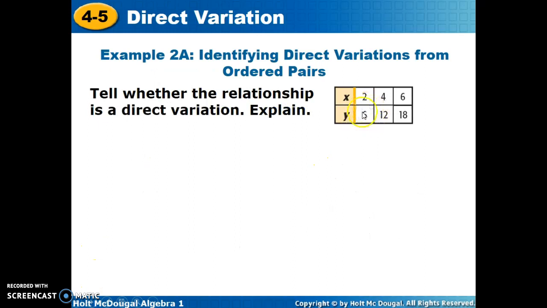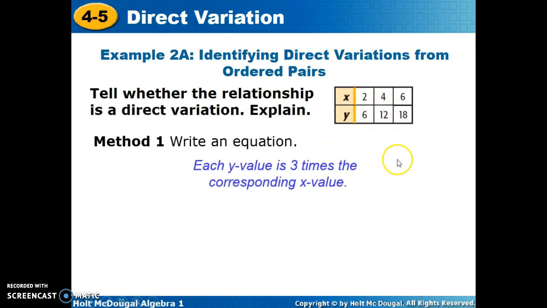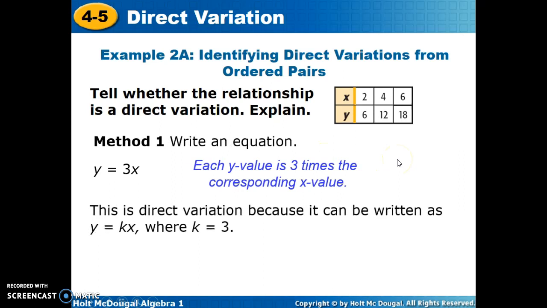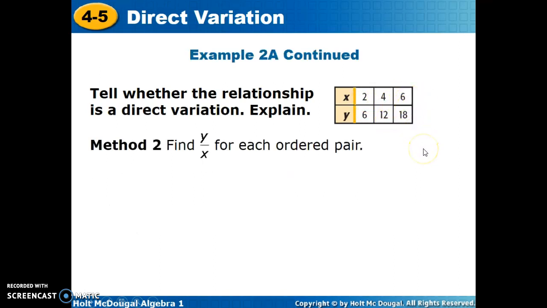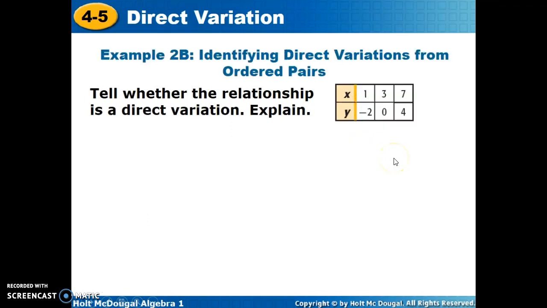We're going to take our y value each time and make a ratio, y over x. Our first one would be 6 over 2, then 12 over 4, and 18 over 6. All of them simplify to 3. 3 is our constant of variation. In example 2a, it says tell whether this is direct variation. Find y over x. That's what we just did. We can see that we have a constant value, y over x, of 3 each time.